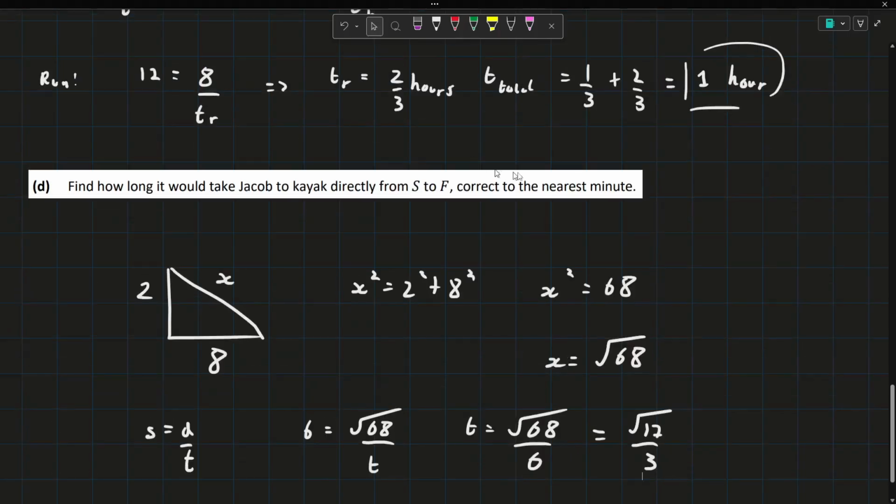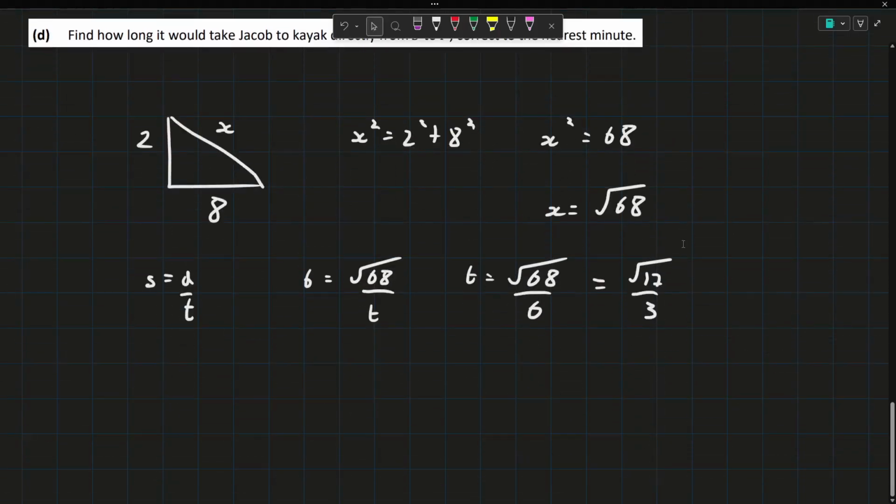Now to convert this to hours and minutes, correct to the nearest minute, there's a button on the calculator that you can use. It kind of looks like 3 circles, and that converts a number into hours, minutes, and seconds. But if you're not sure where that is, we can also use another trick. So we can kind of treat this like algebra. So this is root 17 over 3 multiplied by hours, or an hour, I suppose. So it's root 17 over 3 hour.